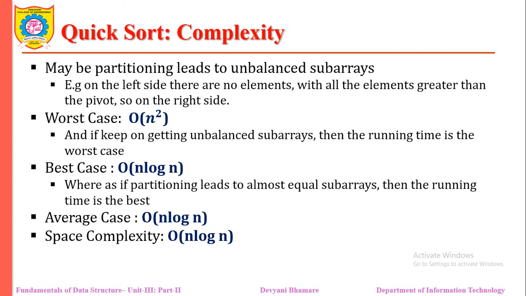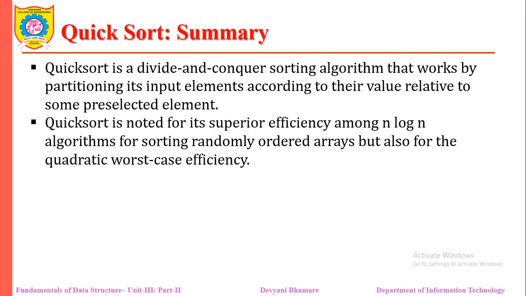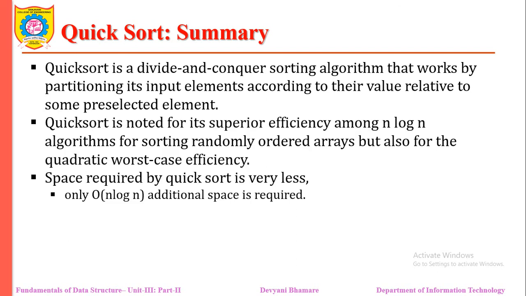Let me conclude today's session. We have seen that quicksort is a divide and conquer sorting technique that works by partitioning its input elements according to their values relative to some pre-selected element. Quicksort gives us superior efficiency, requiring O of n log n time, and its space complexity is lower as compared to merge sort.